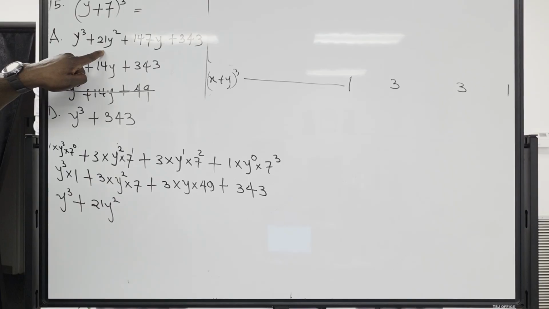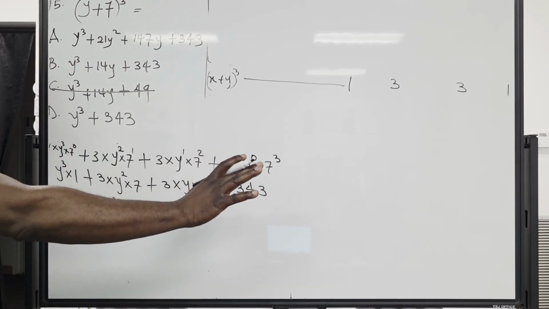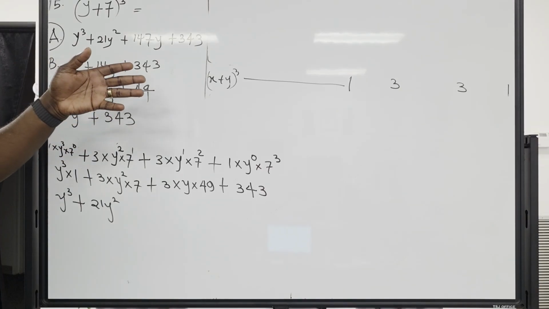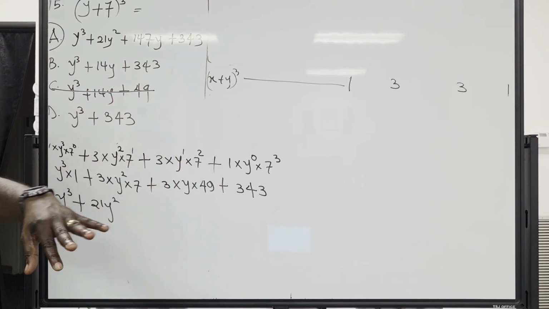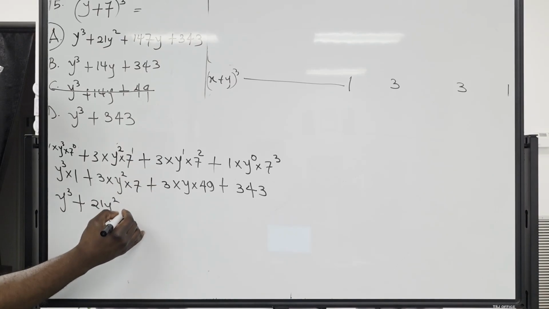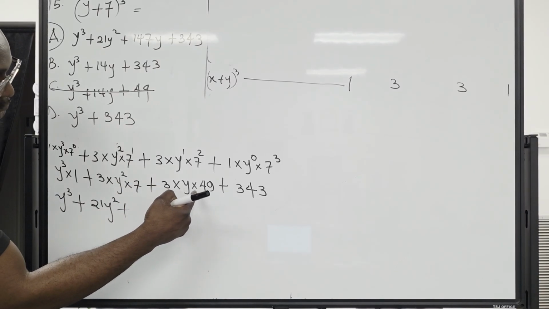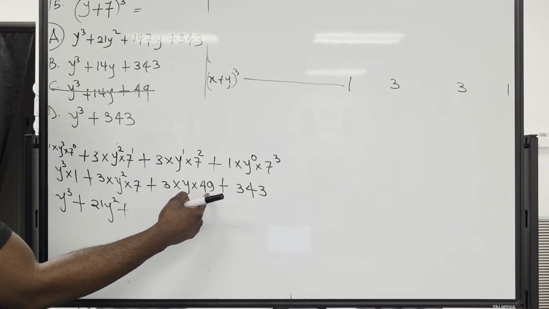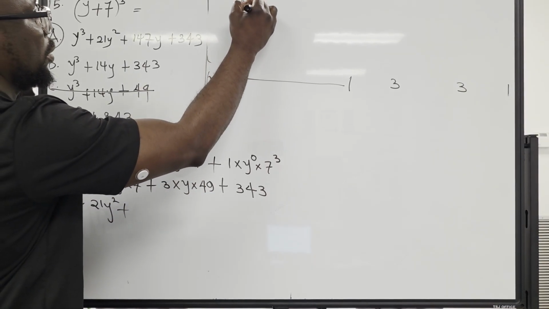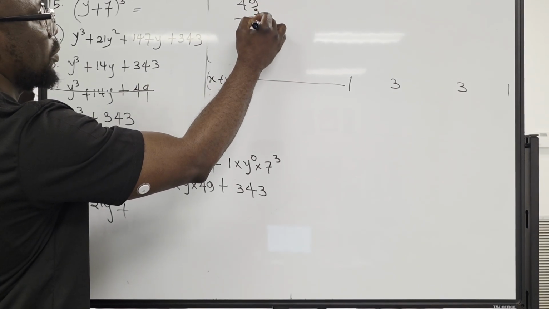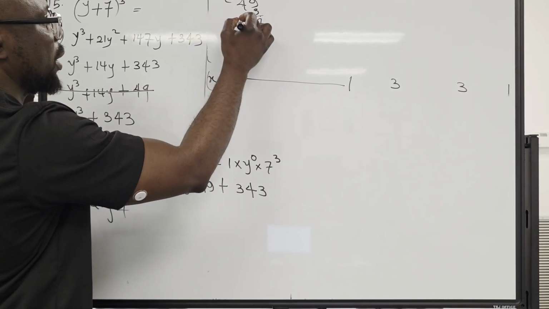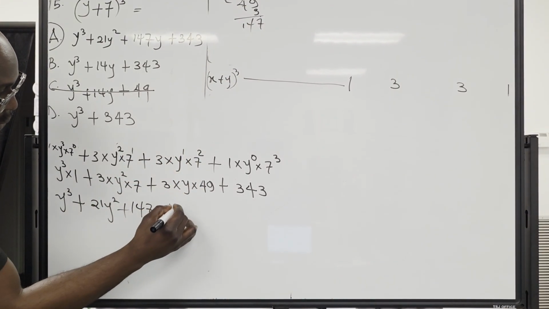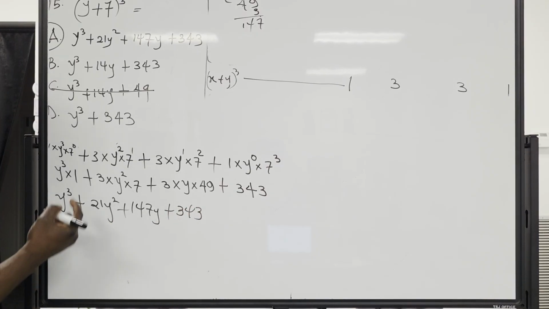So you can stop. A is the only one that has 21y squared, so you can stop whatever you're doing. That is your option. You don't have to go all the way because everything is plus, plus, plus. Nothing's going to cancel out. But if you want to continue, 3 times y is 3y. 3y times 49 should give us 49 times 3. 3 times 9 is 27. 3 times 4 is 12, plus 2 is 14. So 147. So you have 147y plus 343. And that's what we have.